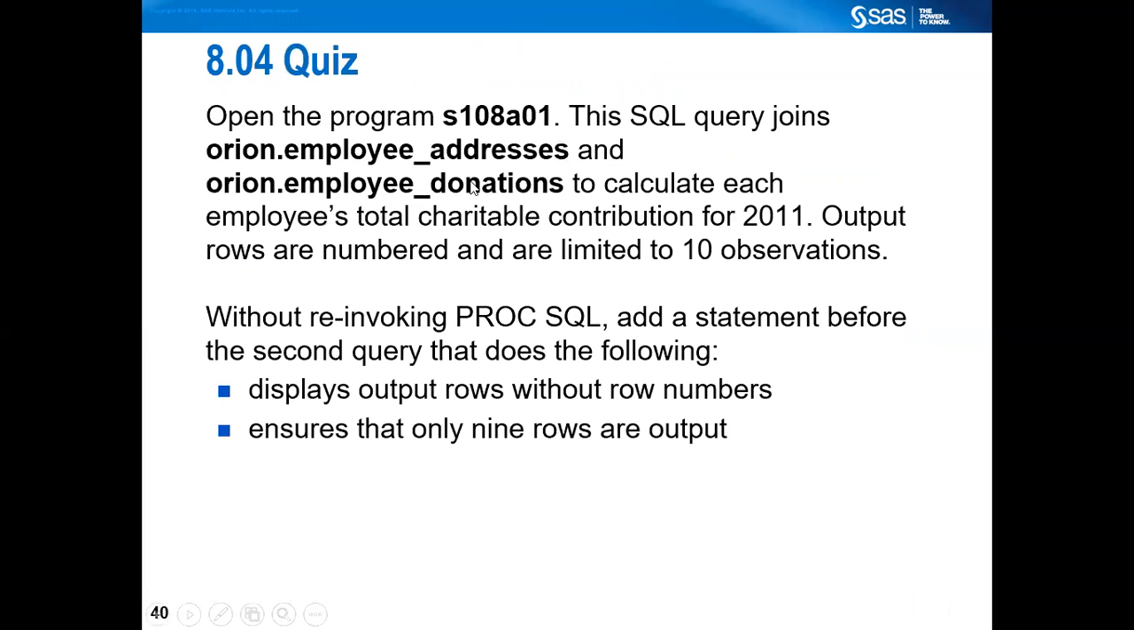So answer this quiz. It's telling you to open this activity. You are querying the addresses and donations tables to calculate each employee's total contribution for the year 2011. Output rows are numbered and are limited to 10 OBS. Without re-invoking PROC SQL, add a statement before your second query that does the following: displays output rows without row numbers and ensures that only 9 rows are output. Go ahead, do this activity and work accordingly.